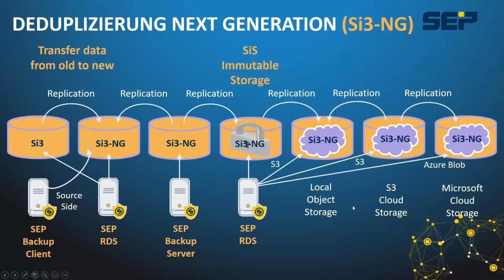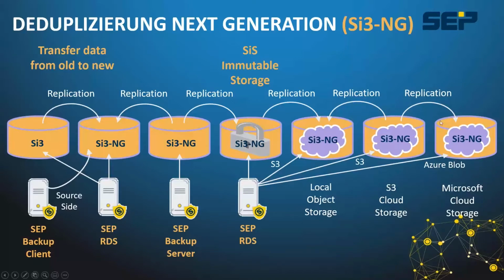Also new is the connector for Microsoft Cloud Storage, the Azure Blob connector. And so it's also represented as an SI3 NG deduplication storage. And if you provide the Azure Blob credentials, then in the background, the data will be transferred in deduplicated format into the Microsoft Cloud. And you can replicate your data from the S3 cloud storage to the Microsoft Cloud Storage fairly easy by selecting 2 media pools, and then you can set up kind of a multi-cloud concept.